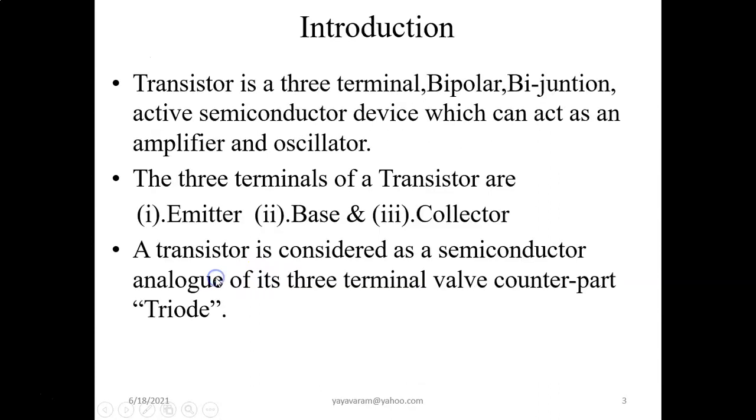Now let us understand what is the meaning of this bipolar junction transistor, why it is called so, what are the terminals of this device, what are the types of this transistor, and also how it is fabricated. For that, let us take up the introduction. The transistor is basically a three-terminal bipolar junction active semiconductor device which can act as an amplifier or oscillator.